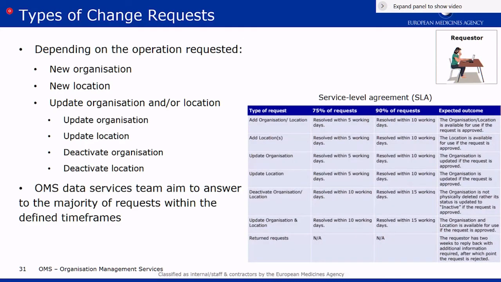Depending on the type of change request the user is submitting, we have different service level agreements. When we talk about the creation of a new organization or a new location, we will prioritize those requests, so we have a smaller SLA. Those requests are handled within 5 to 10 working days. When we talk, for example, about a deactivation of a record, this will be handled as a second priority. Those types of requests will be handled between 10 to 15 working days.